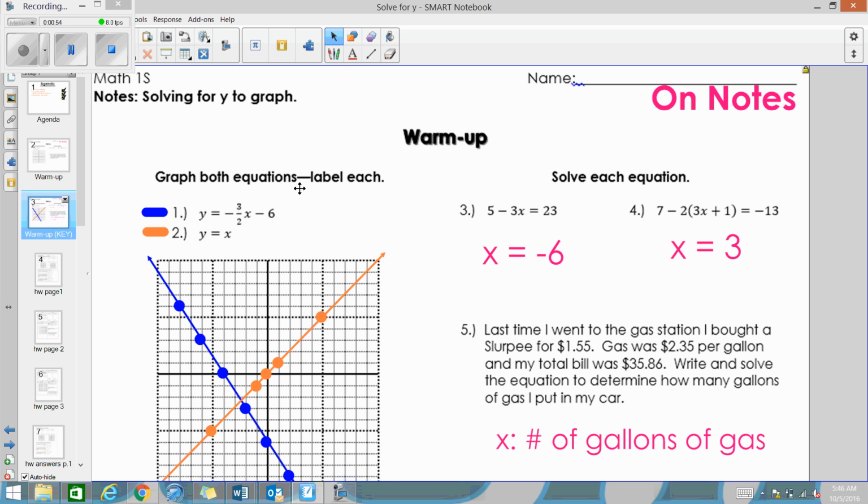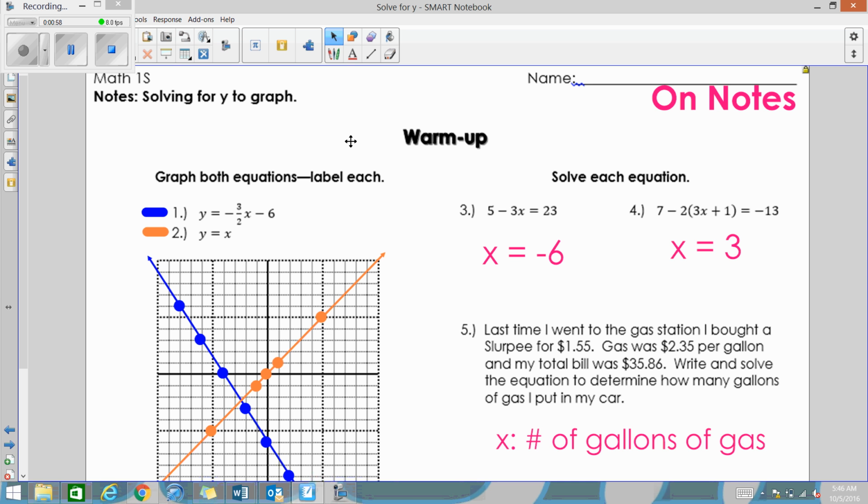All right, so here are the answers to the 5 warm-up problems. The first one said graph both equations and label each. So I labeled one blue and one orange, and then I graphed each of them. Now remember, these equations are in y equals mx plus b form. When we graph, you begin at b.